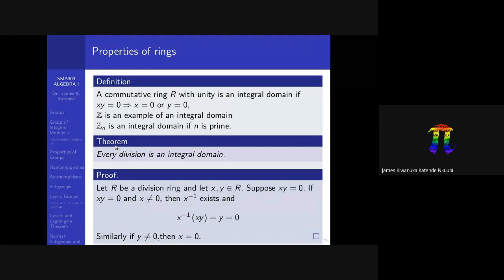So here is the theorem. I think I left out something. It's supposed to be: every division ring is an integral domain. The theorem says any division ring will be an integral domain. So remember, we say that in a division ring, all the non-zero elements form a group under multiplication. And that means all the non-zero elements are invertible. So that's the property we're going to use, that any non-zero element in a division ring must have an inverse. It must be invertible.